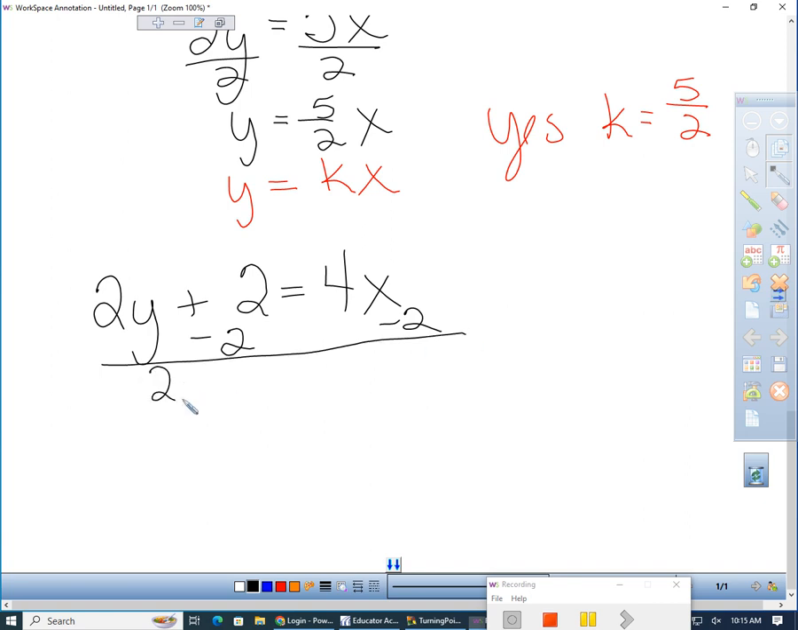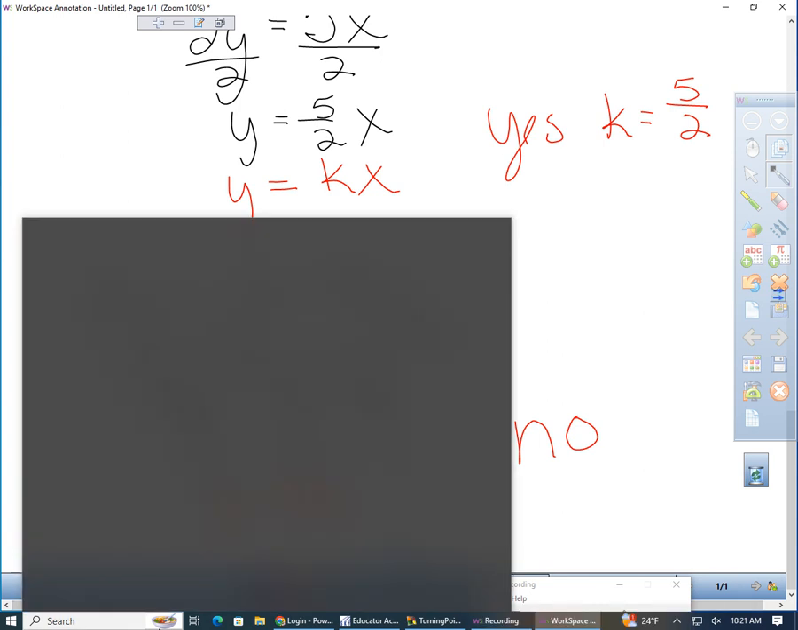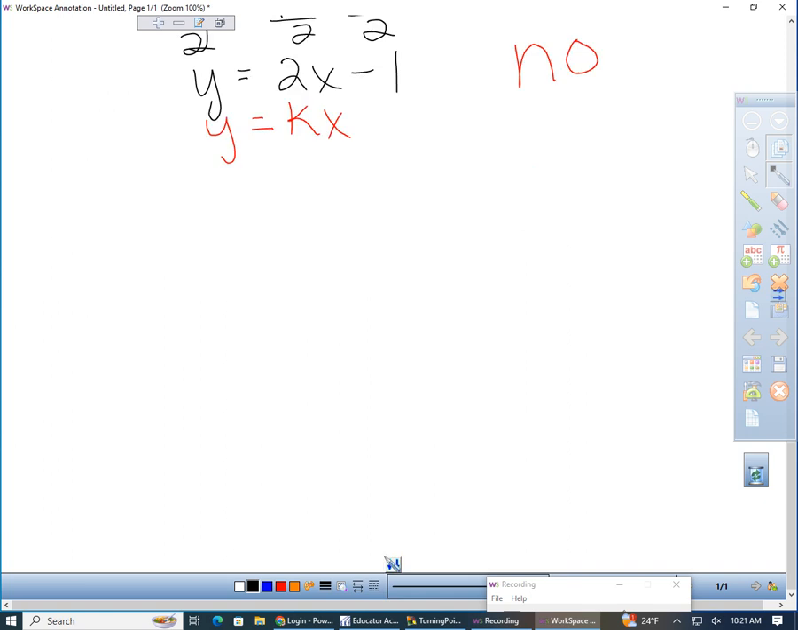So I have 2y equals, can I combine 4x and negative 2 together? So I have 4x minus 2. Is y by itself? So I have to divide everything by 2. Remember we did that, right? So we have y equals 2x minus 1. Is this in the form y equals kx? So we say no. All right, whoops. Didn't mean to put that there, sorry. One more real quick.